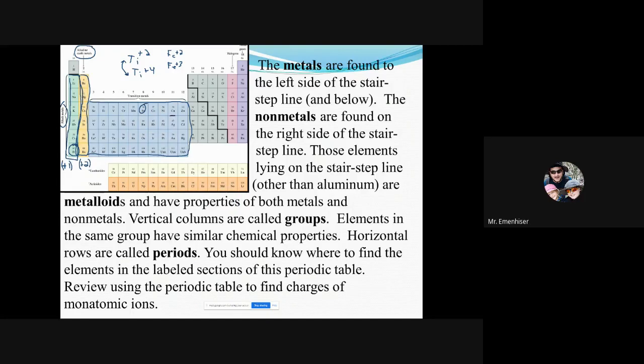Okay, one of them is silver. Silver is always a +1. It's in this row, it's in this group where there's many charges possible, but it does not change charge. It is always a +1. Zinc is a +2. It's always a +2. It has no other charge that it forms. And then aluminum is a +3.